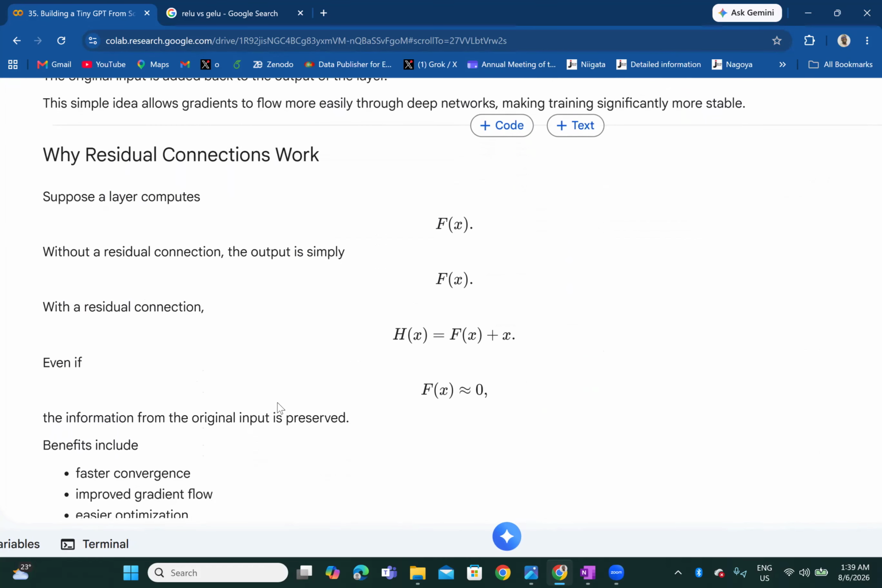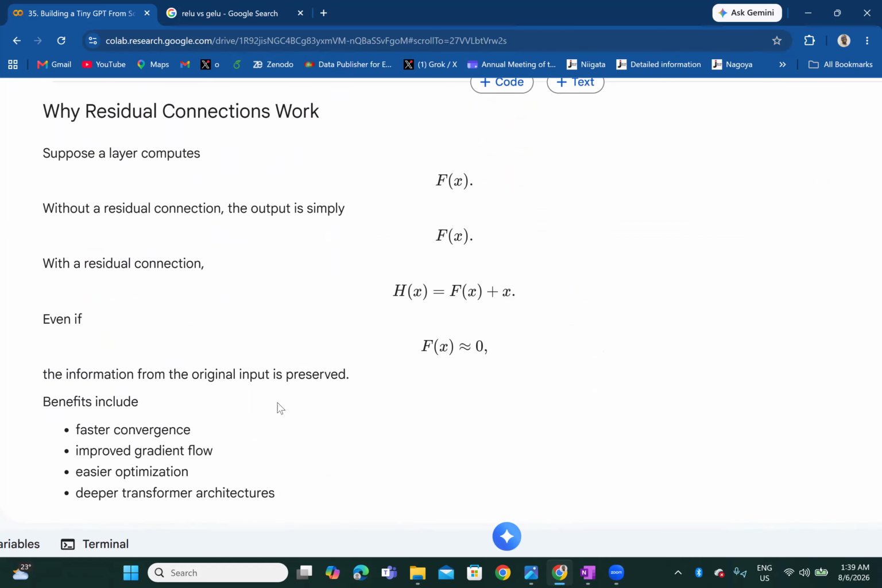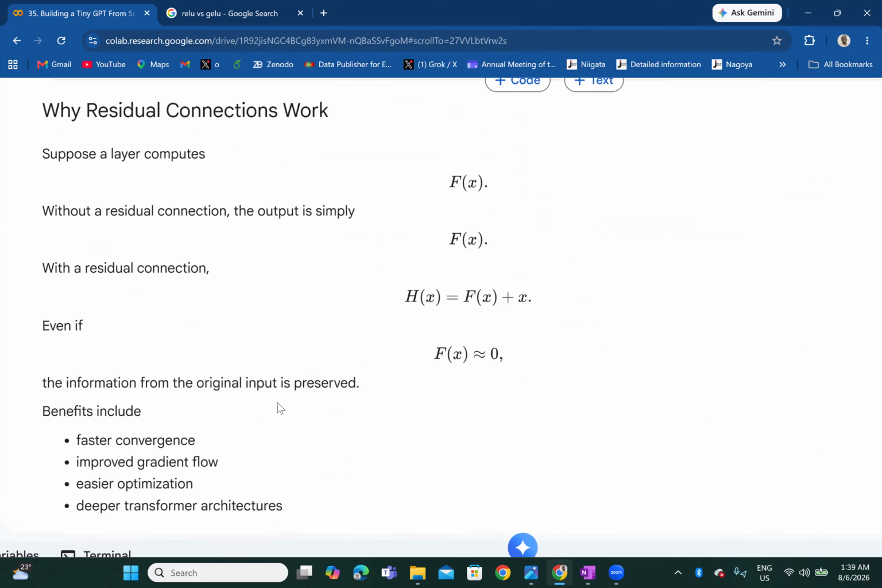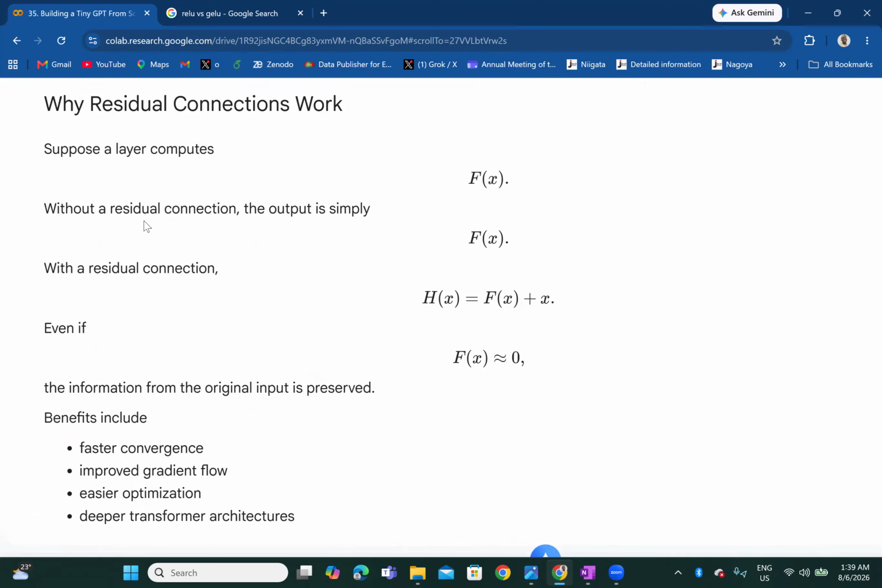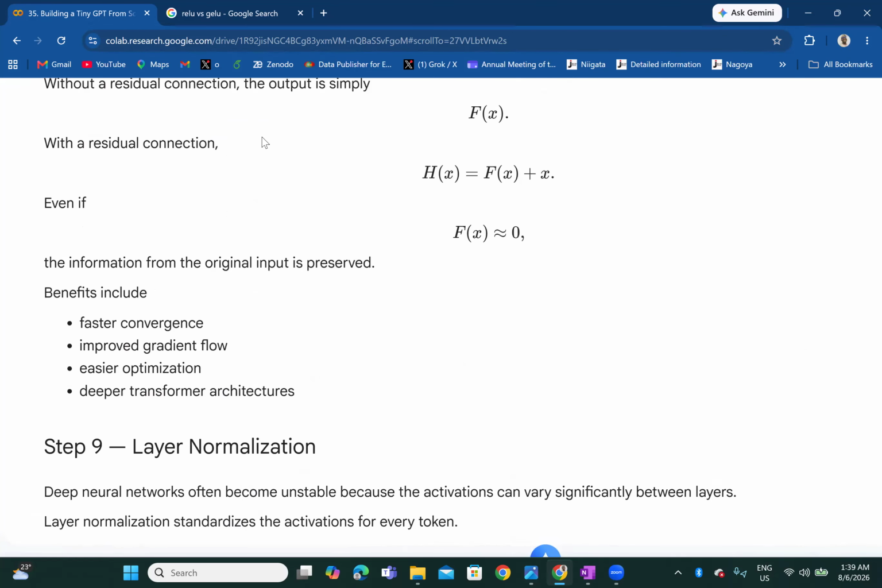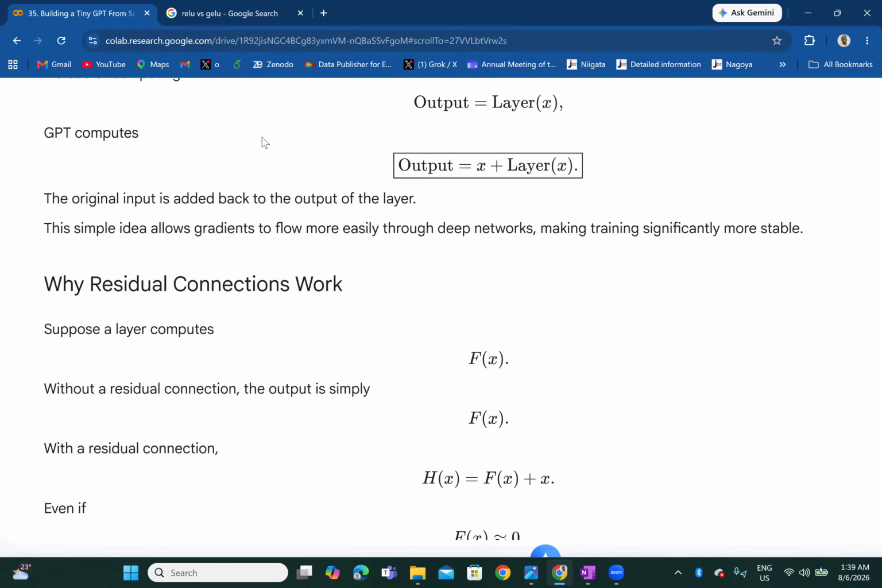Now, why are residual networks important? Suppose a layer computes f of x. Without a residual connection, the output is simply f of x. But with a residual connection, you have h of x equal to f of x plus x. Even if f of x is approximately 0, the information from the original input is preserved. Benefits include faster convergence, improved gradient flow, easier optimization, and deeper transformer architectures. Those are the workings of residual connections.